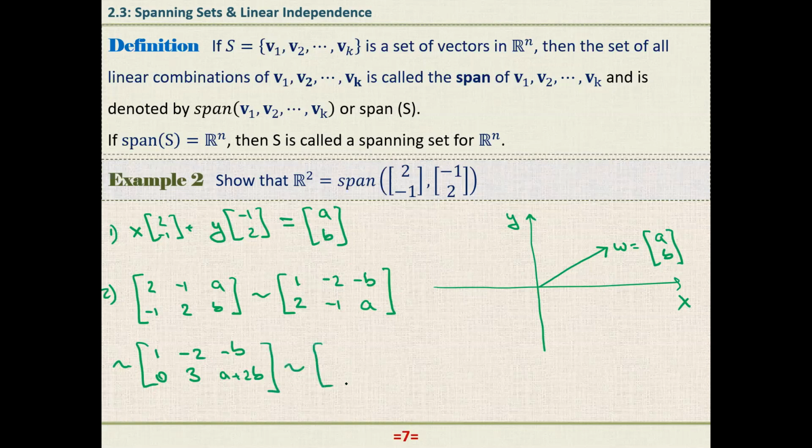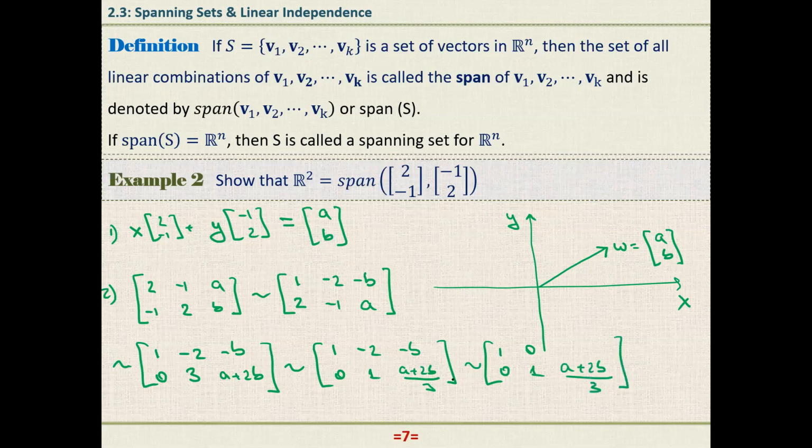Now, let me just divide by 3. So here we have 1, -2, -B. Here we have 0, 1, A plus 2B over 3. So now if you just multiply the second row by 2 and add it to the first row, here we have 1, 0. Here we will have 0. Here we have 1. And here we have A plus 2B over 3, right?